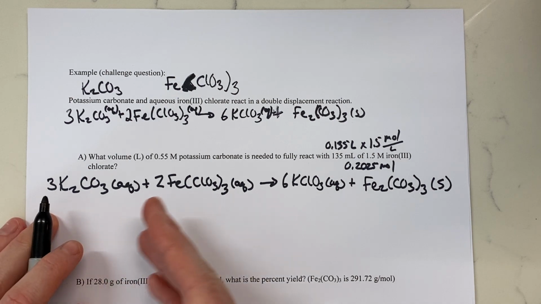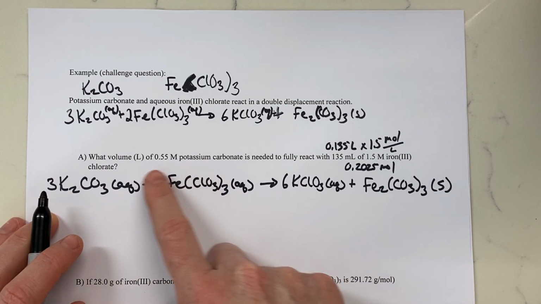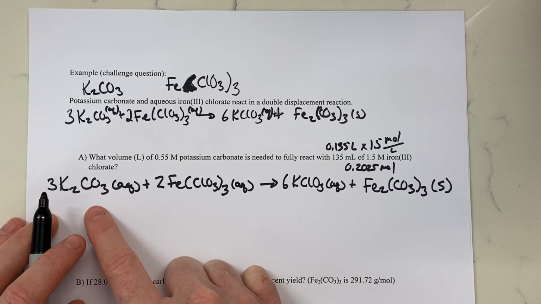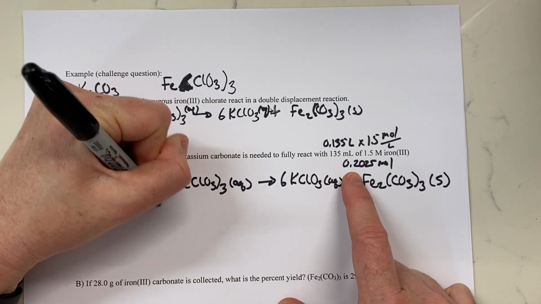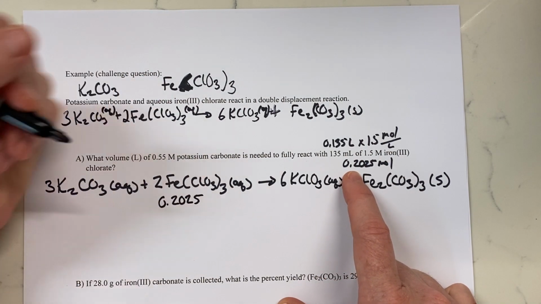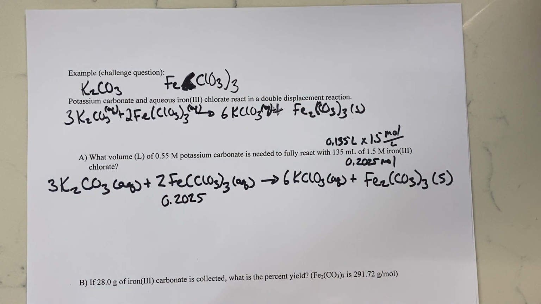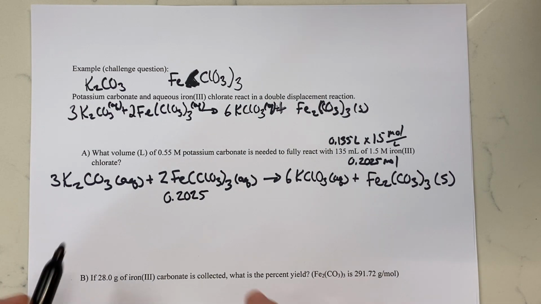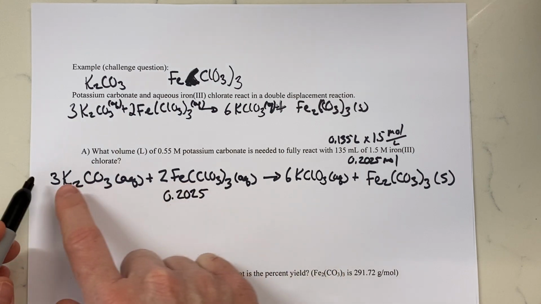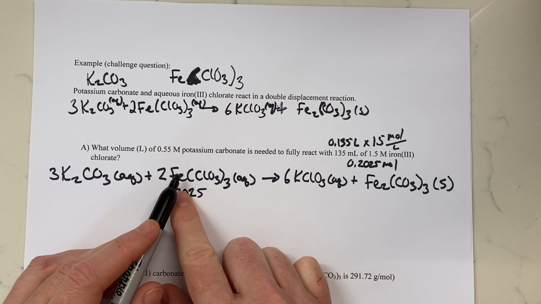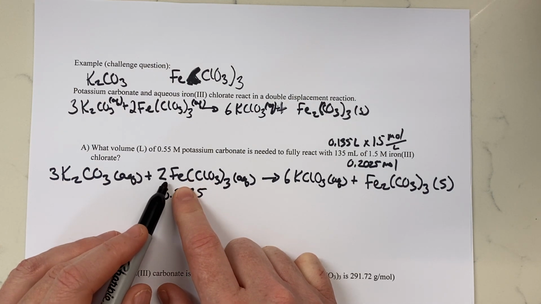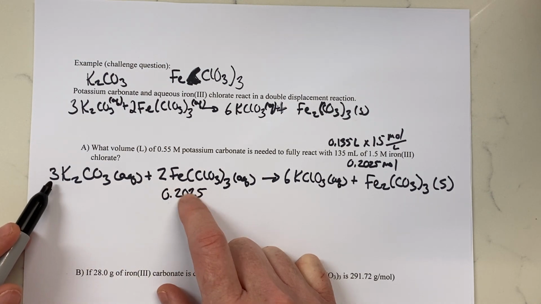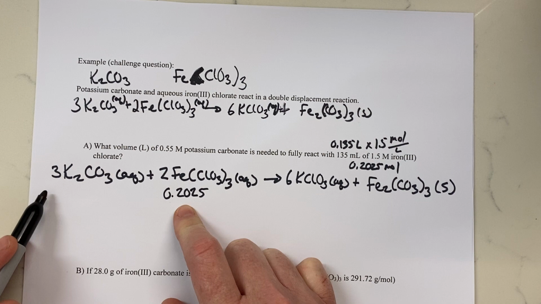Okay, so if I go through and read this question again, it's asking about potassium carbonate. We really don't know how much potassium carbonate we have, but it says how much is needed to fully react with this 0.2025 mole of iron chlorate. Well, it's essential stoichiometry. If we have this many mole of iron chlorate, we can figure out how many mole of this we need. Because if we had 2 mole of iron chlorate, we need 3 mole of this potassium carbonate, right? So I'm going to say that again. If we have 2 mole of iron chlorate, we need 3 mole of potassium carbonate. But we don't have 2 mole, we got 0.2, so we should be expecting about 0.3 over here.